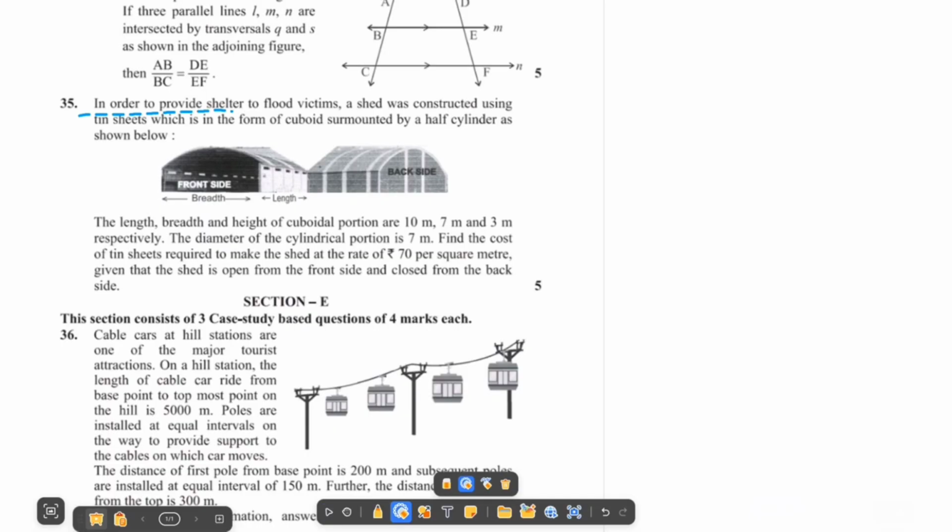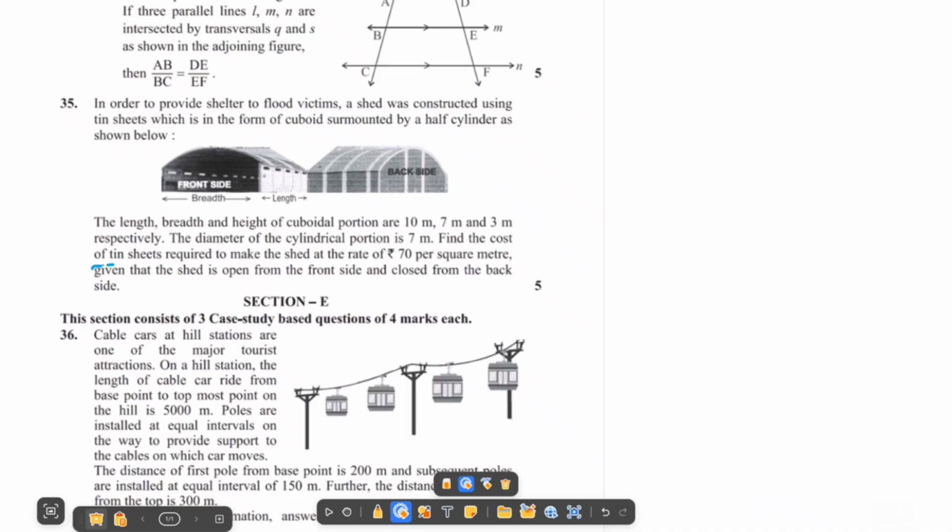In order to provide shelter for flood victims, a shed was constructed using tin sheets, which is in the form of a cuboid surmounted by a half cylinder as shown in the figure. The length, breadth, and height of the cuboidal portion are 10 meters, 7 meters, and 3 meters respectively. The diameter of the cylindrical portion is 7 meters.